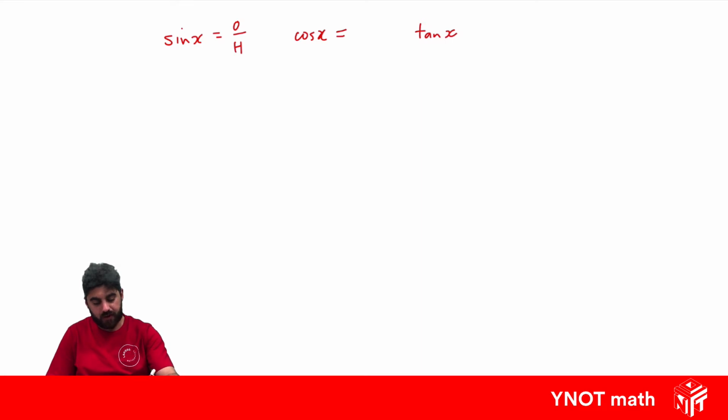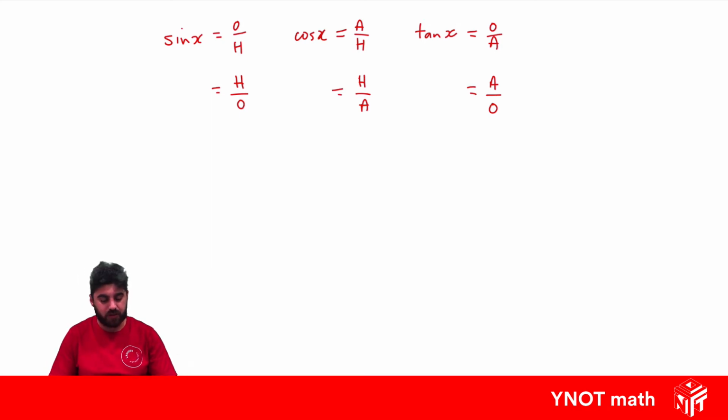and cos was defined as the ratio of the adjacent over the hypotenuse, and tan was the opposite over the adjacent. But these aren't actually all the combinations of ratios you can have in a right angled triangle. What about the hypotenuse over the opposite, or the hypotenuse over the adjacent, or the adjacent over the opposite? And so we can actually define three more trig functions.